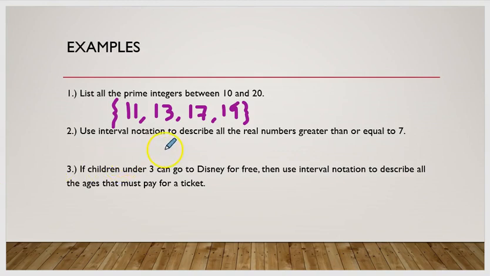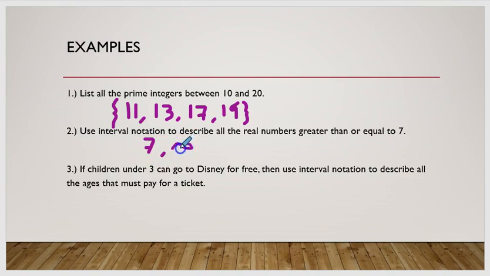Next, we're going to use interval notation to describe all of the real numbers. So again, real numbers means I do care about fractions and decimals in this case, and we want the ones greater than or equal to 7. Well, that means my smallest number is 7. And there is no biggest number in the real number system, so my biggest number is infinity.